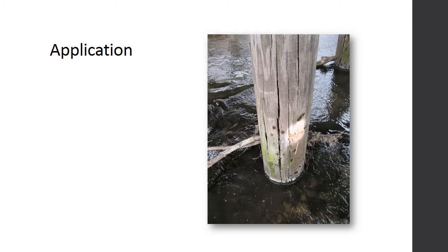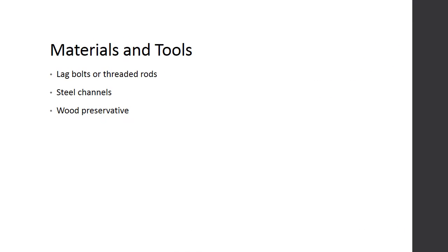This method is used for strengthening timber piles that have localized minor to moderate deterioration or damage no longer than 18 inches that has weakened the overall strength of the member. Some of the materials and tools required for this method include lag bolts or threaded rods, steel channels, and wood preservative.